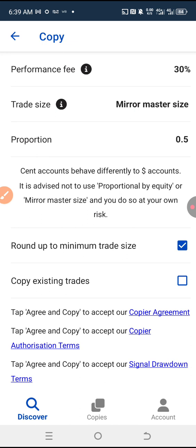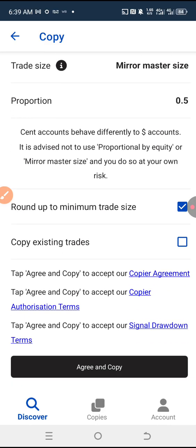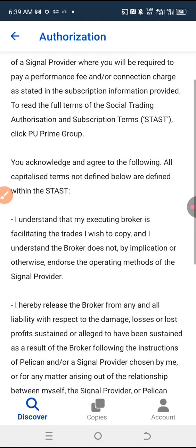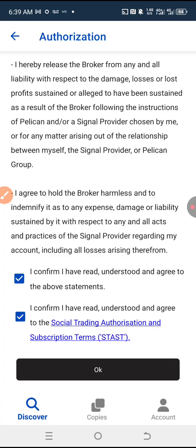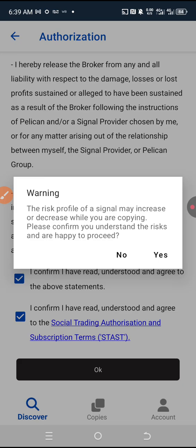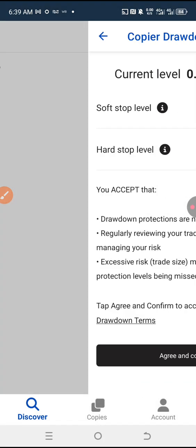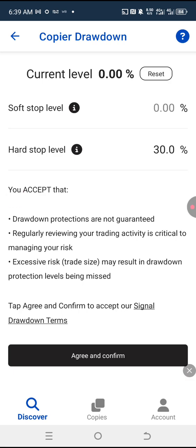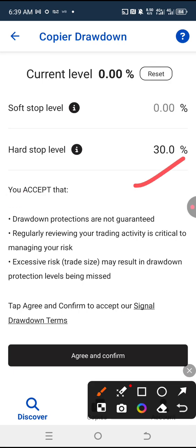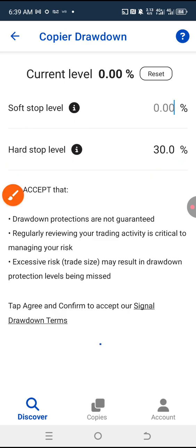Then I won't choose copy existing trades. I won't choose that. So I want to agree. Okay, confirm, confirm. It's okay. I click yes. Then I click master drawdown. Then, like you know in the other videos, 30%, add stop level, 30%. So I agree.